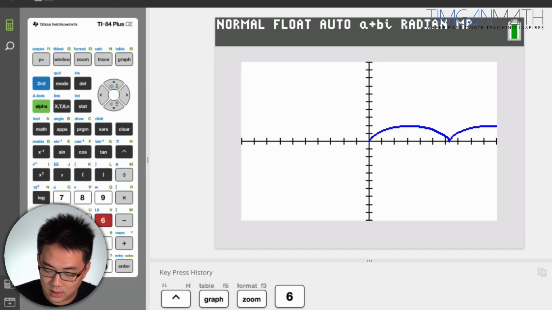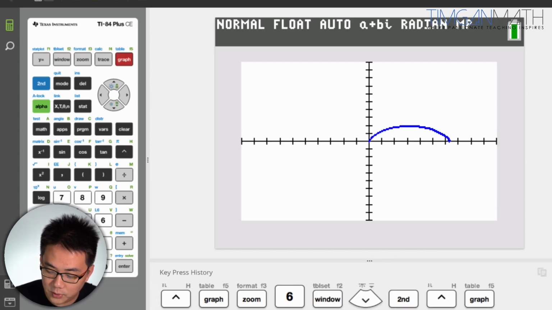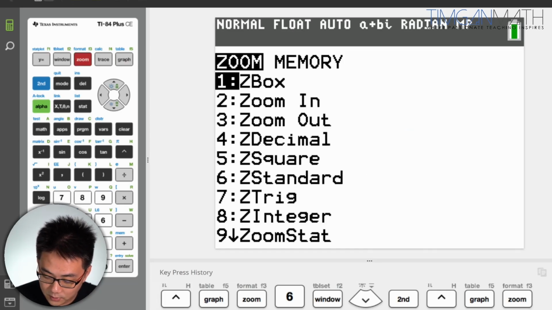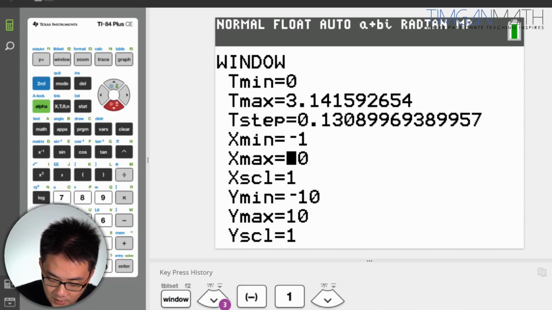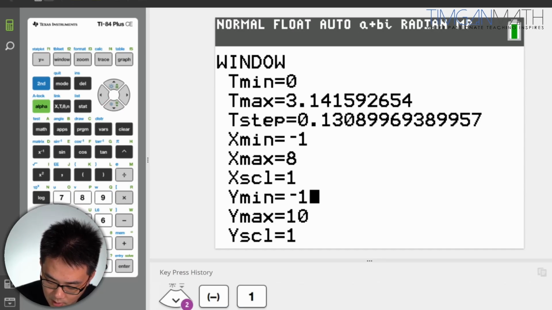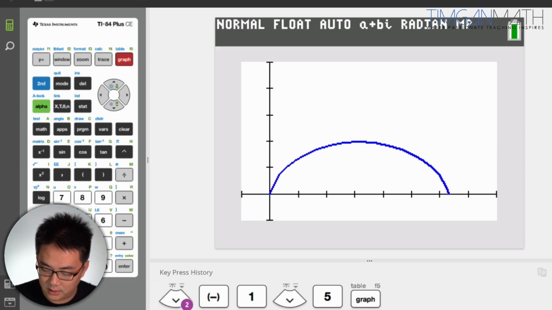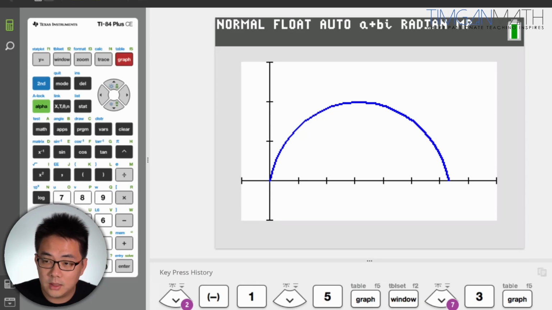Alright, so it looks like it goes to the other side. Sorry, this is pi. When you put zoom standard, it will go, yeah, so this is one-sided here. So I'm going to zoom fit maybe. Maybe I'll just change the window setting here. X-min I put -1. X-max I put 6, probably will help. Oh, no, doesn't help. So I'll just put, let's say 8. And my Y-min I could just put -1. And my Y-max I could just put 5, I guess. Yeah, maybe put 3. Graph it. There you go. Now this is the graph here.